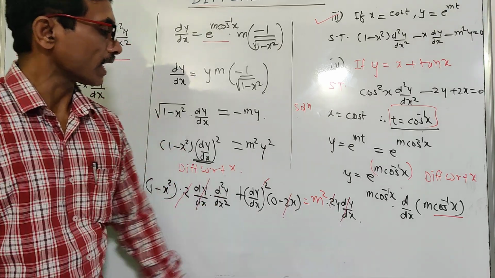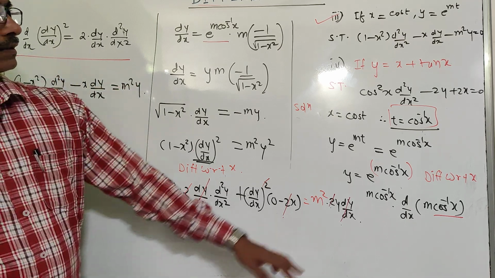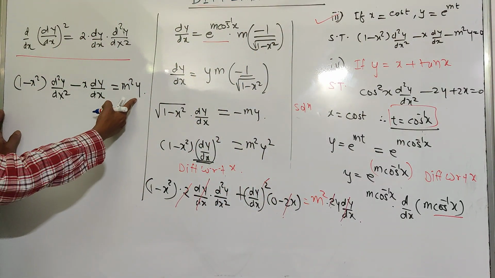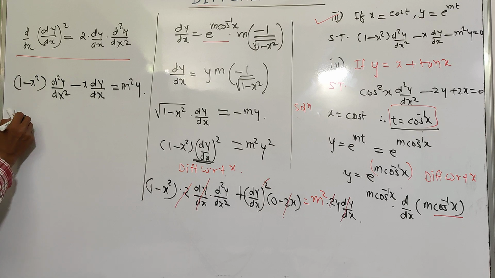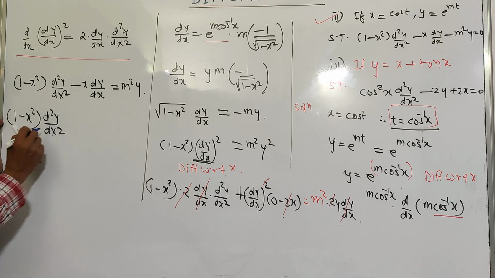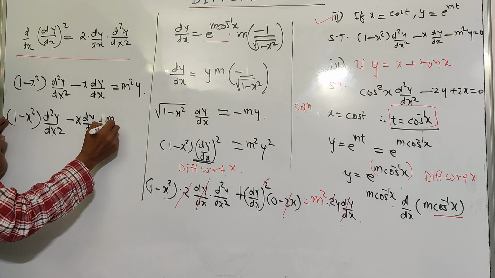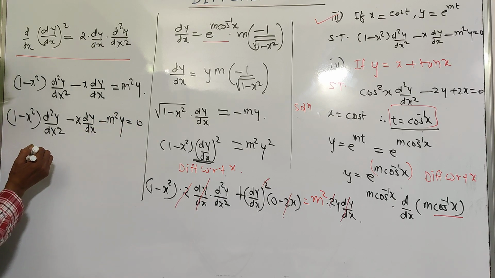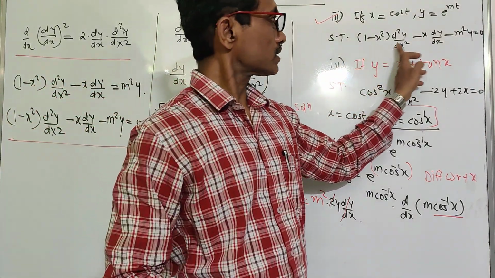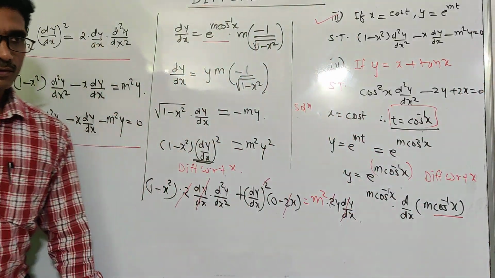m square y is equal to m square y. This m square y we take in left hand side, we will get the result. अभी ये m square y लेफ्ट हैंड साइड लेना होगा आपको, 1 minus x square d square y by dx square minus x dy by dx minus m square y is equal to 0. ये हमको रिजल्ट चाहिए. So that we are getting 1 minus x square d square y by dx square minus x dy by dx plus m square y is equal to 0.